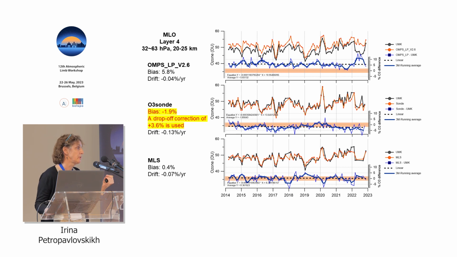Okay, why not bring the ozonesondes into this picture, right? The middle panel shows you the ozonesondes in layer 4, 32 to 63 hectopascal, 20 to 25 kilometers, integrated values. We know that there is a drop-off in ozonesondes over Mauna Loa, but I'm plotting this from 2014, so we removed the bias, but we are looking at the long-term drift. We have a drift between UMKIR and the ozonesondes of about 0.13% per year. So there may be some remaining specific things still in the ozonesonde records. MLS, we compare really well with MLS there.